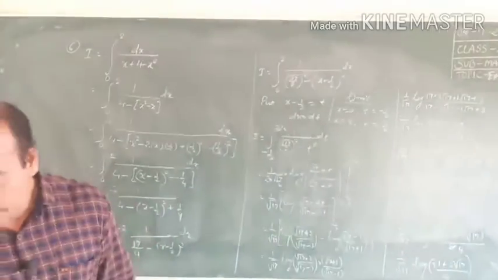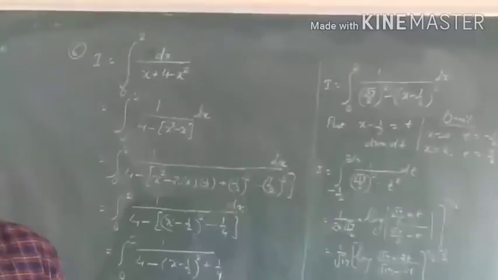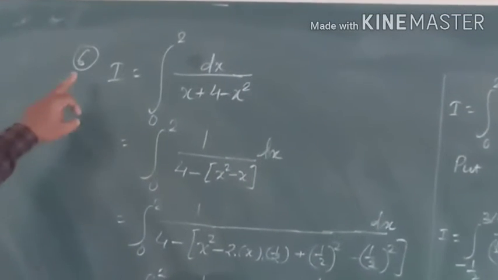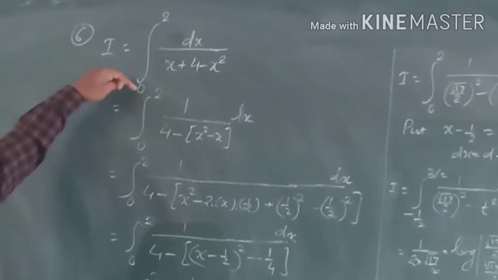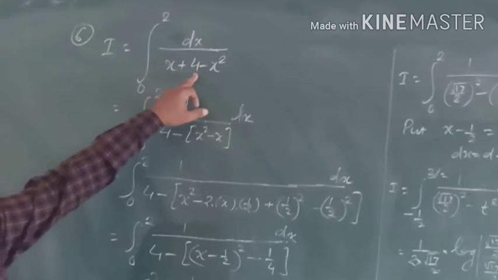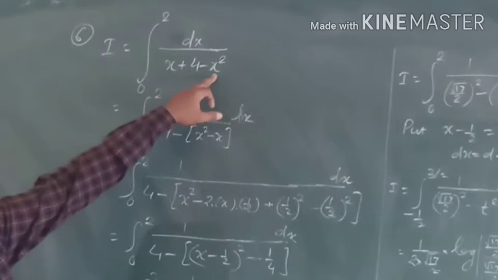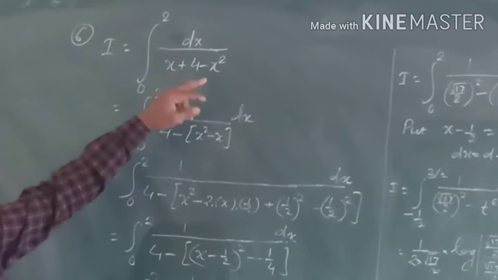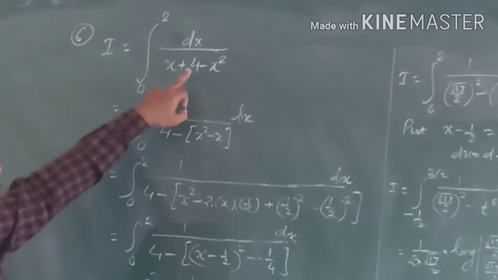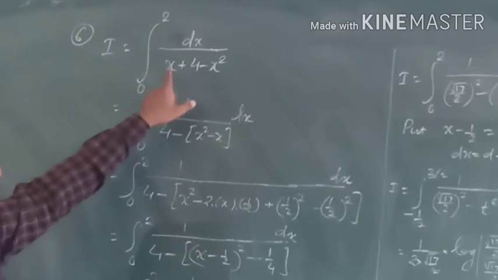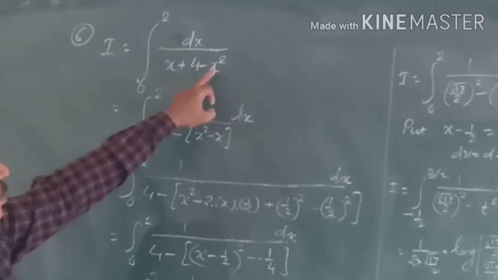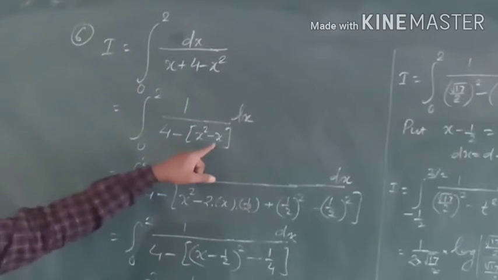Okay, so next, question number 6. Question number 6 is integral from limit 0 to 2 of dx upon square root of x plus 4 minus x square. Since x square is negative, take the minus sign common out. So first write this constant 4, after that the minus sign from the first and last term. So x square will be positive and x will be negative.